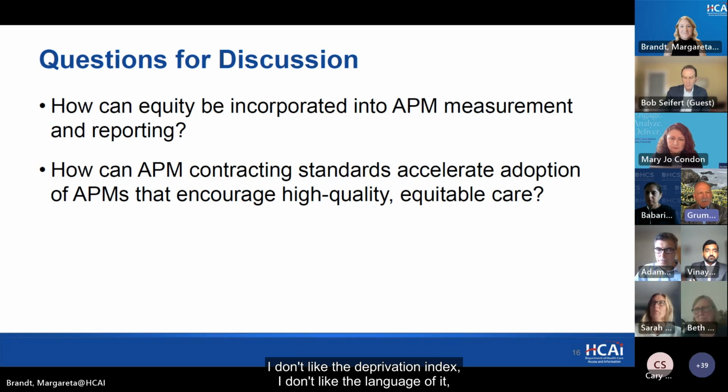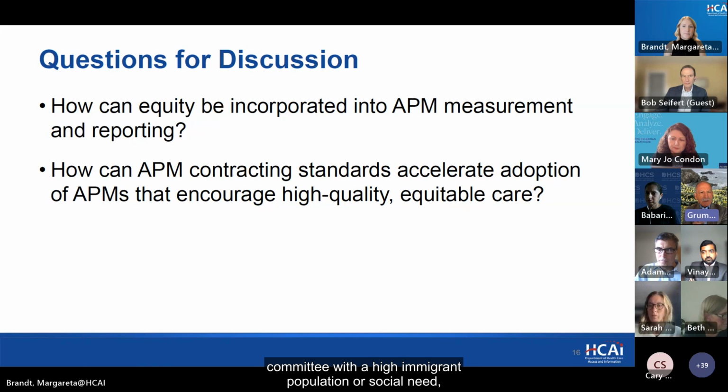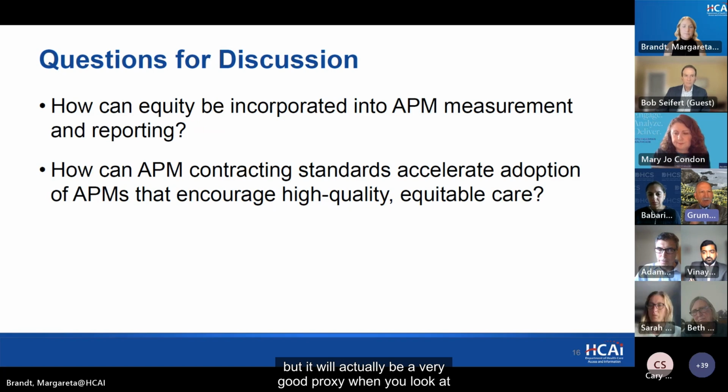I don't like the language of it, but I think the concepts are very sound. As you look at small areas, it won't tell you exactly that individual's income or whether they're in a community with a high immigrant population or social need, but it will actually be a very good proxy when you look at populations of payments. So I think California could really be a leader in this regard. So that's what I would take away from this.